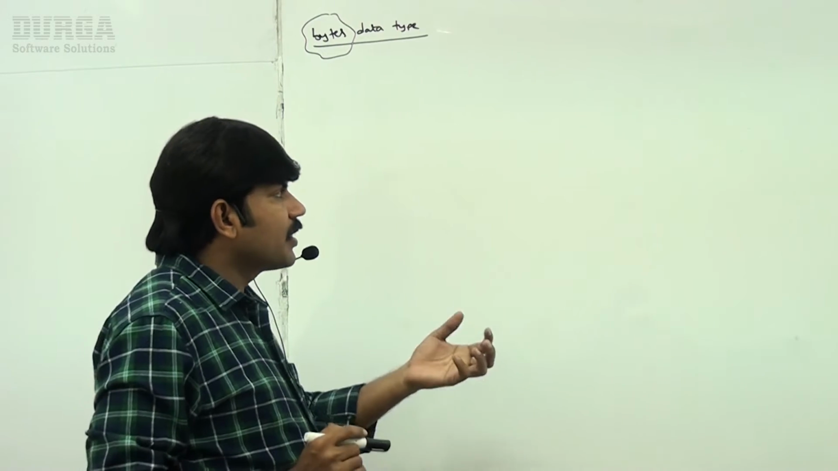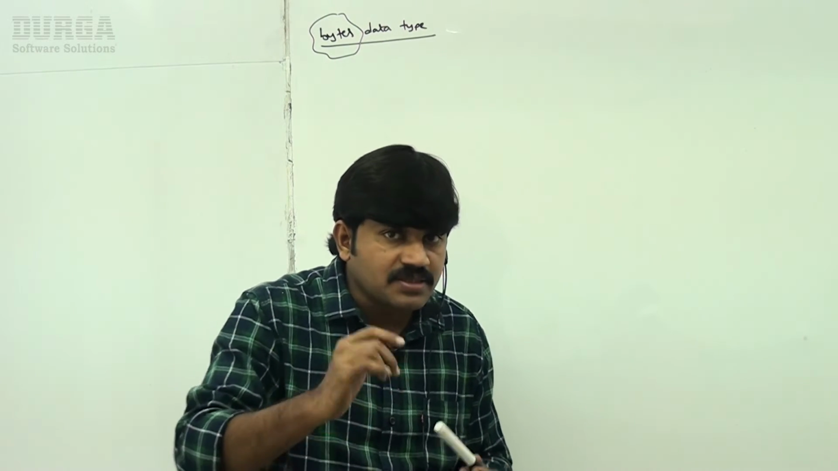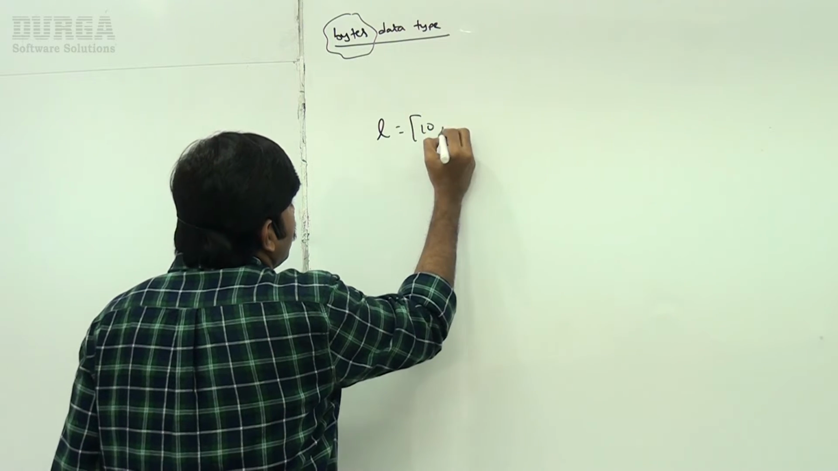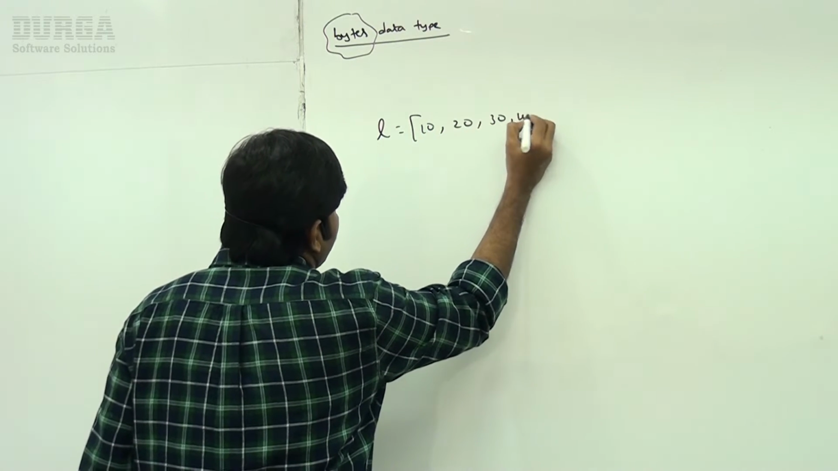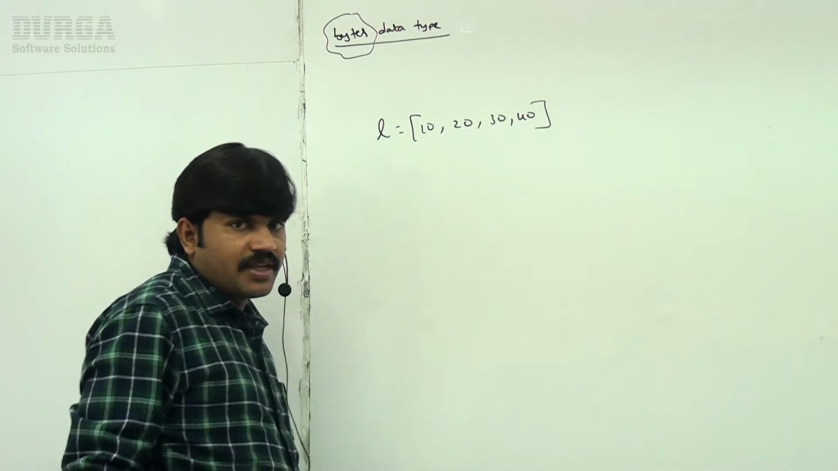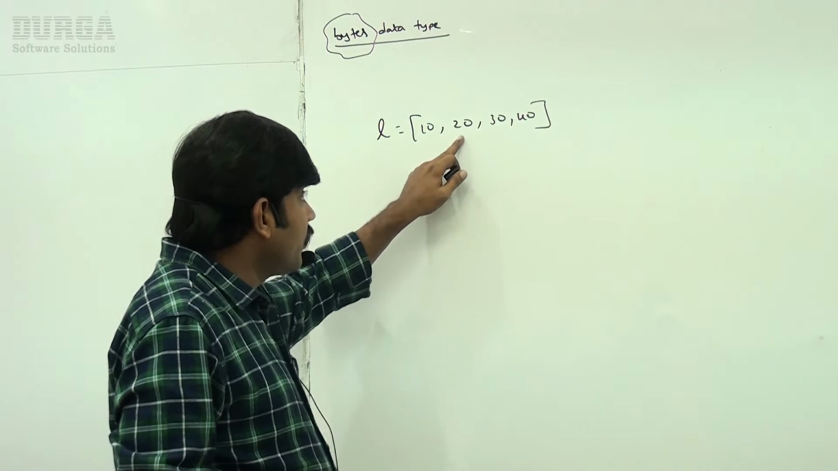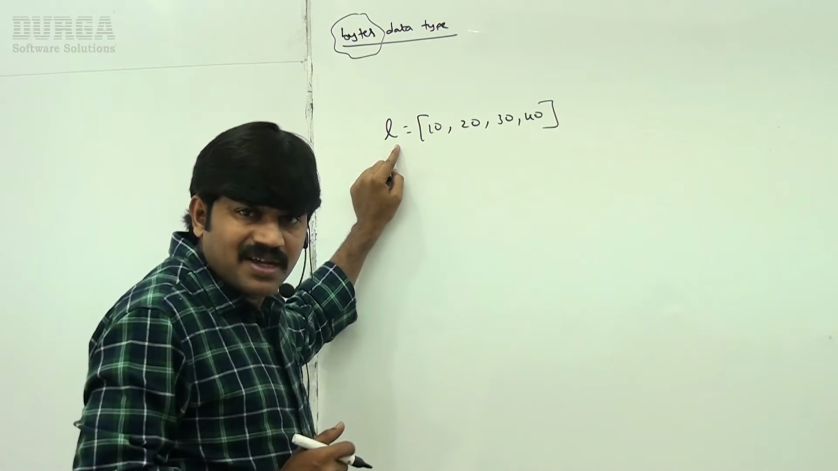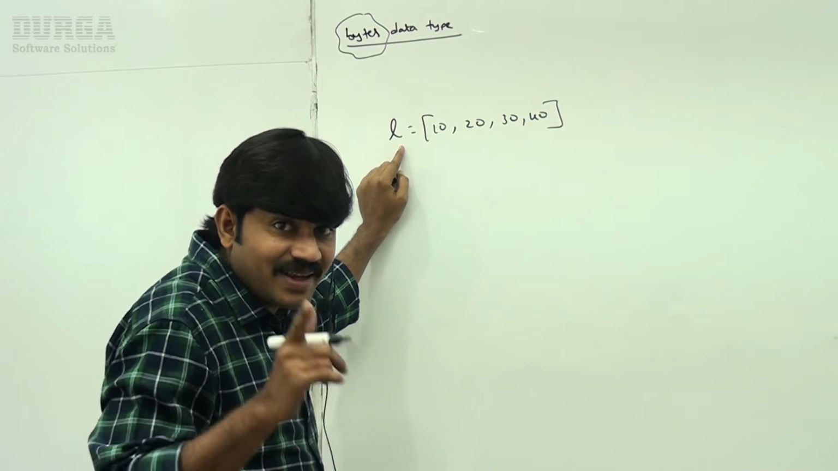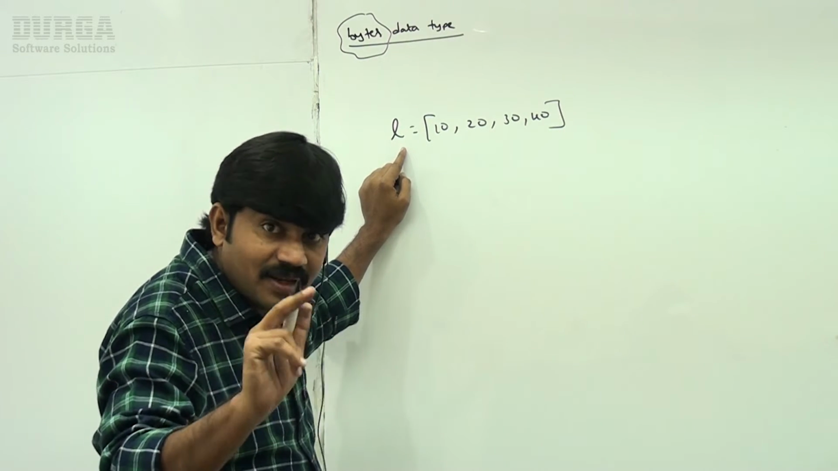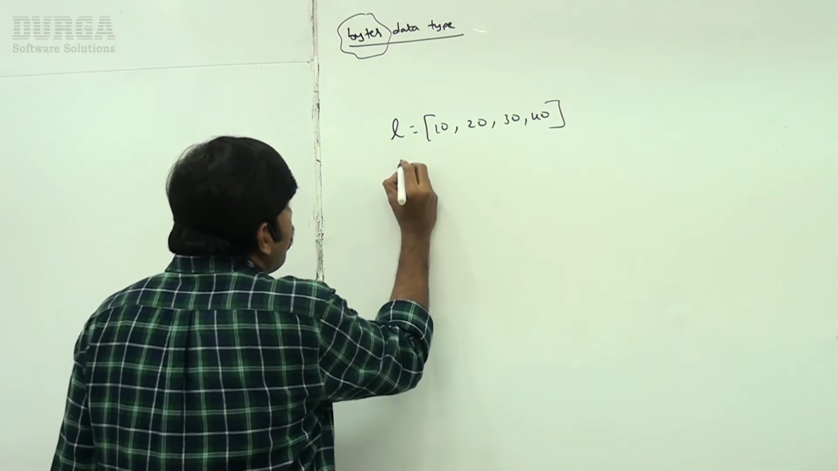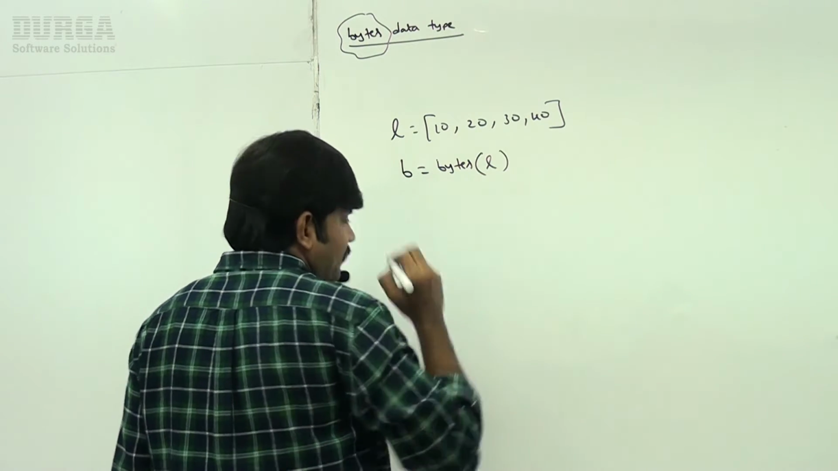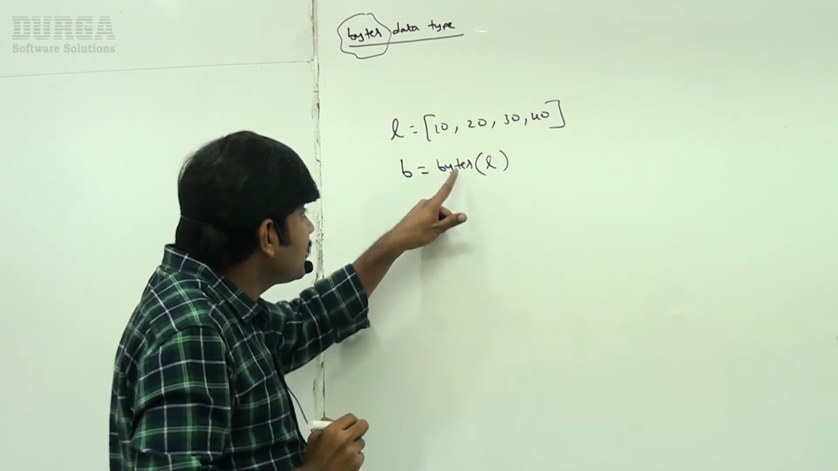How can you create the bytes type, and what properties does it have? Observe very carefully. L is equal to 10, 20, 30, 40. Is it bytes? No, it is a list, with the square bracket convention. Now, B is equal to bytes of L.